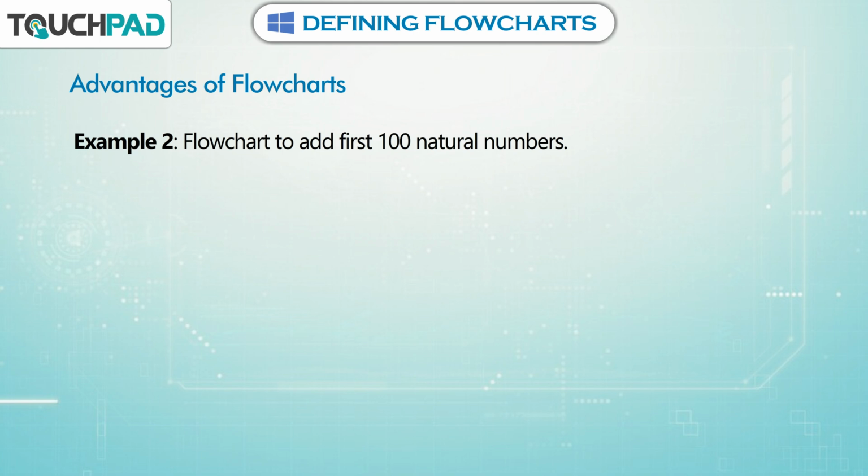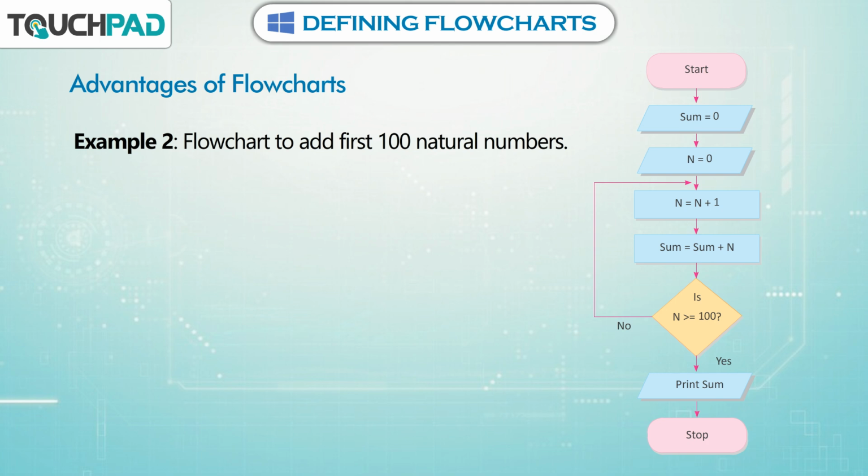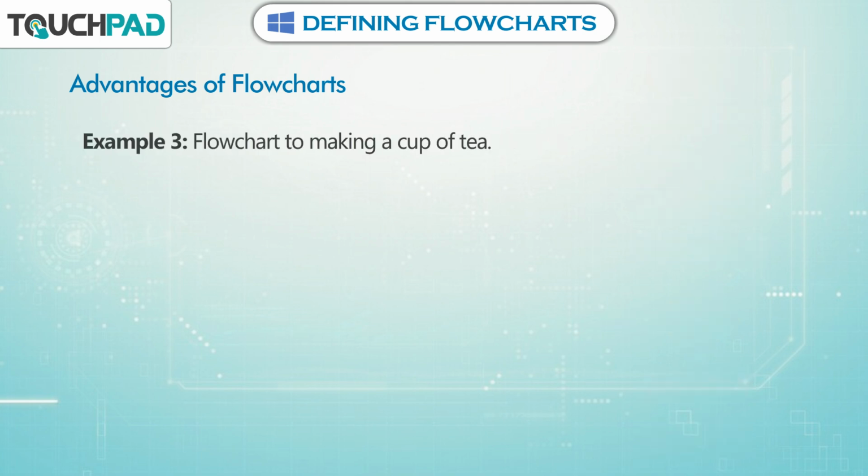Example 2. Flowchart to add first 100 natural numbers. Start. Sum equals 0, n equals 0, n equals n plus 1. Sum equals sum plus n. Is n greater than or equal to 100? If no, then go back to step n equals n plus 1. If yes, then print sum and then stop.